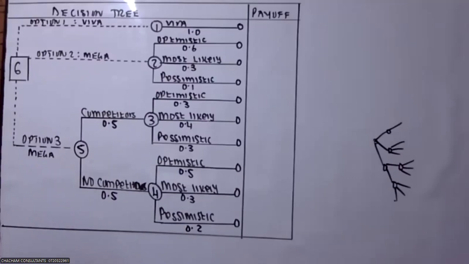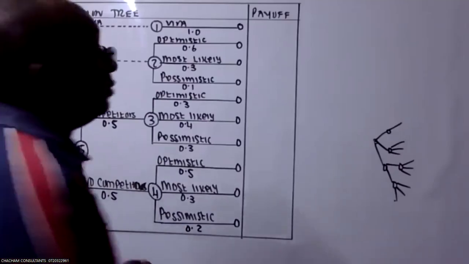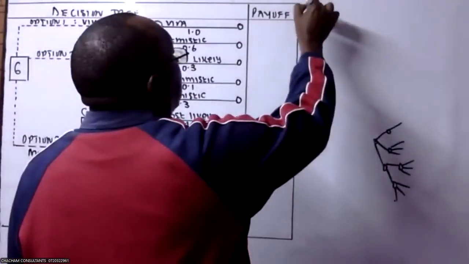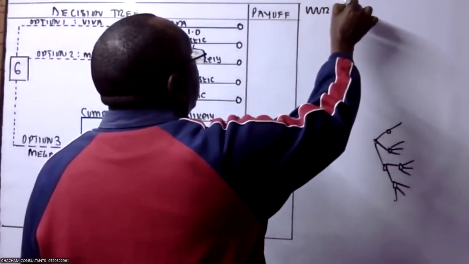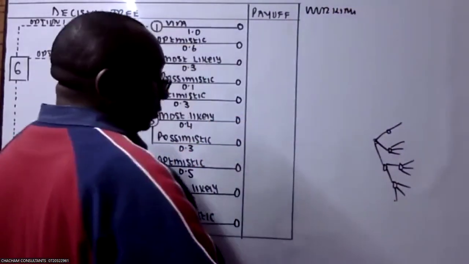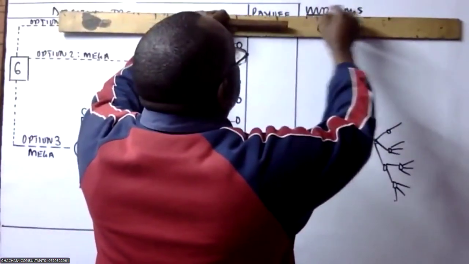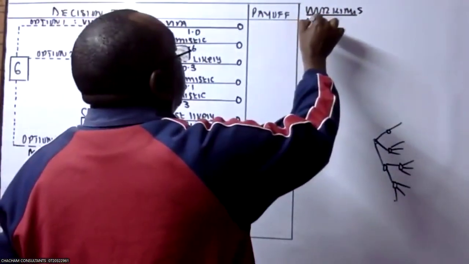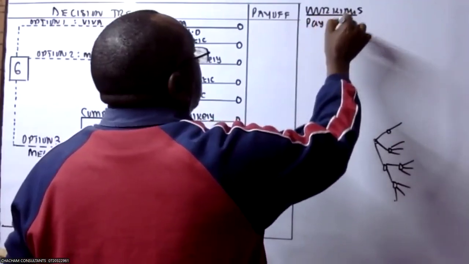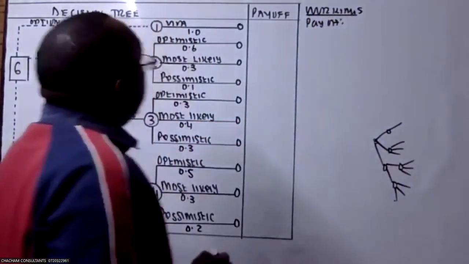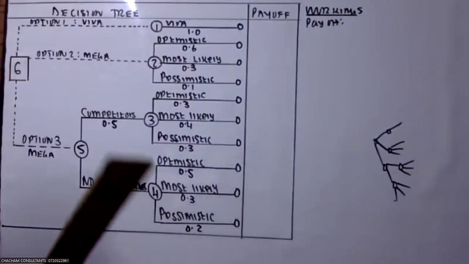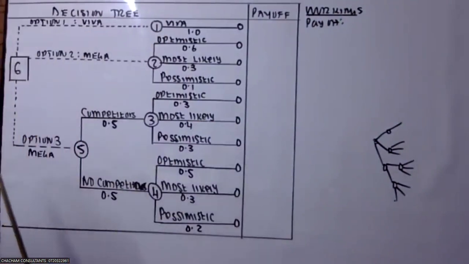For the payoffs, we will need a working for payoff here for this one. Workings. So for the payoff, workings.